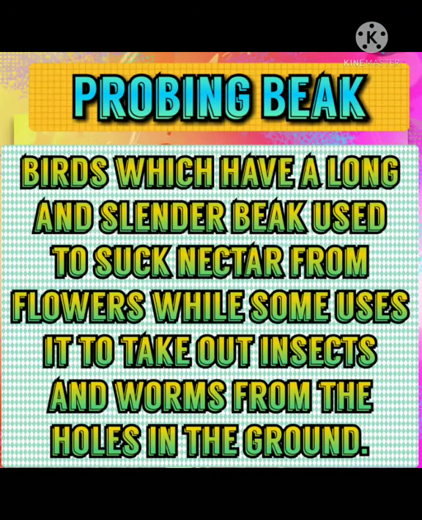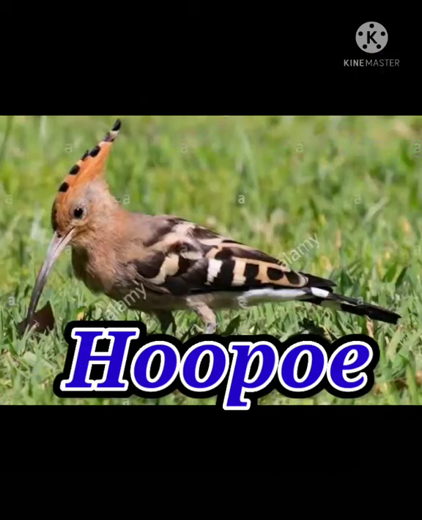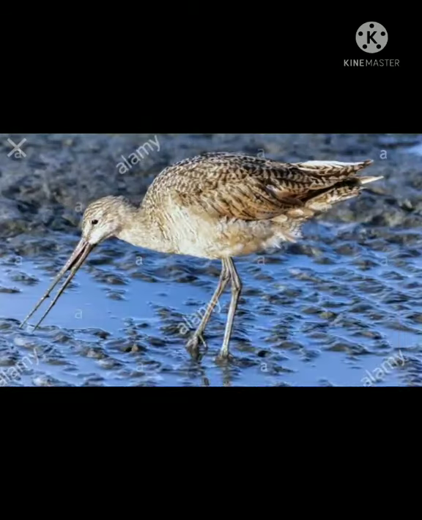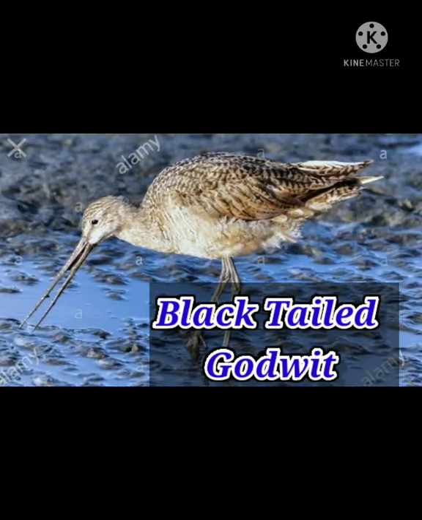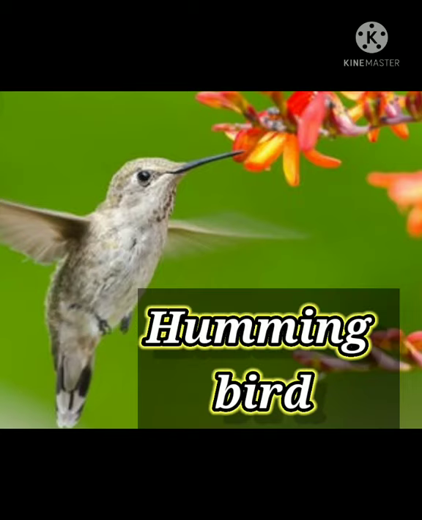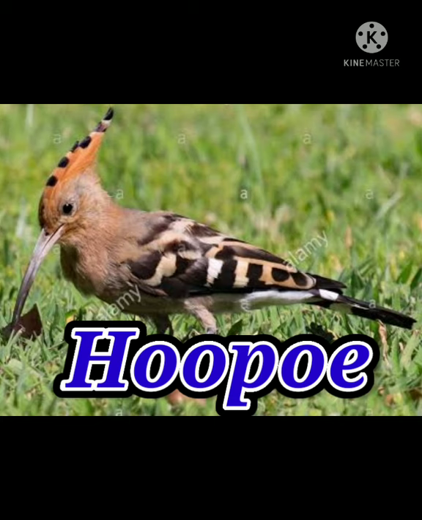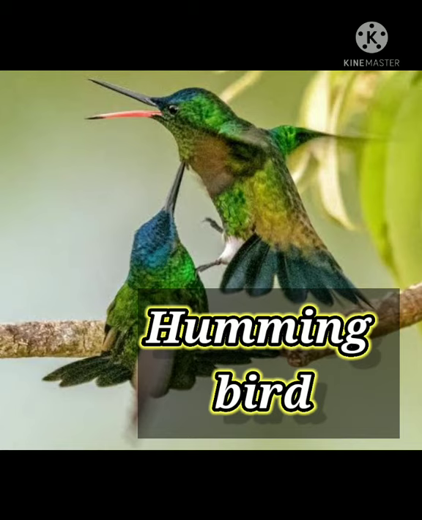Next type of beak is probing beak. Birds which have a long and slender beak use it to suck nectar from flowers, while some use it to take out insects and worms from the holes in the ground. For example, hummingbird, hoopoe, etc. Now children, do you know a hummingbird can flap its wings 90 times in just 1 second.